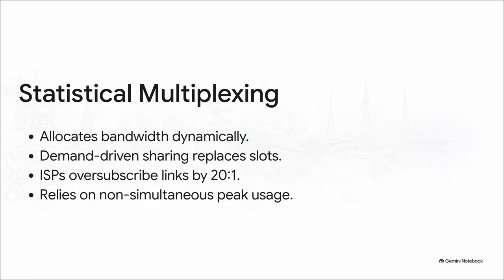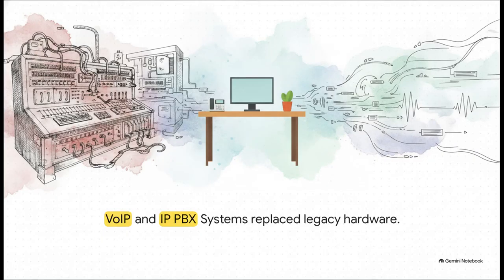Internet service providers routinely oversubscribe their access links by ratios of 20 to 1, sometimes even higher. The whole system completely relies on the statistical improbability of simultaneous peak usage from every single customer. And of course, this incredible packet-switched efficiency ended up totally disrupting traditional telephony as well.